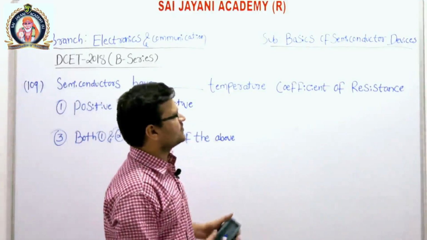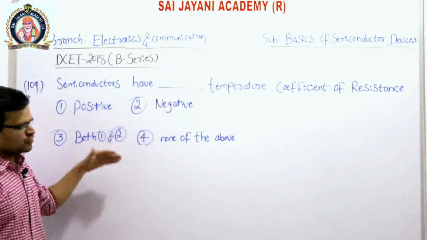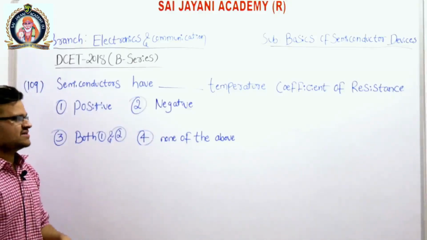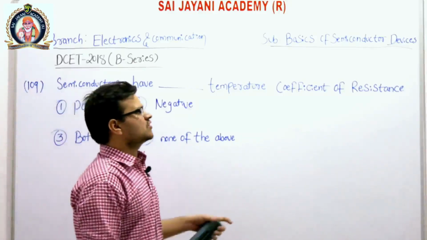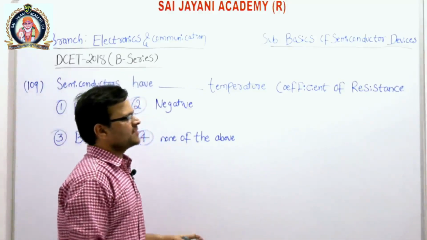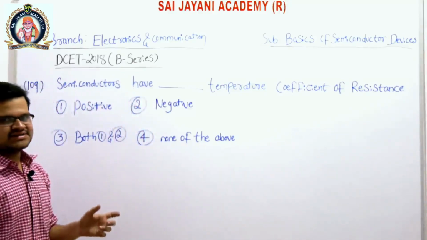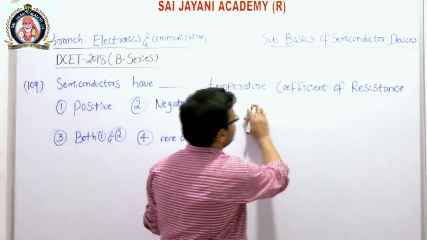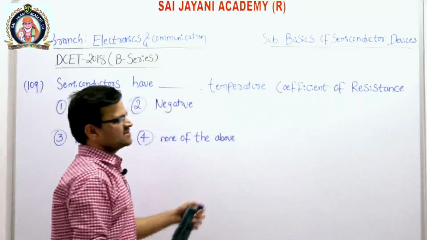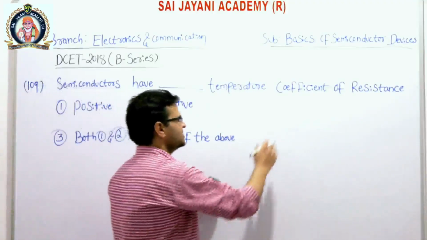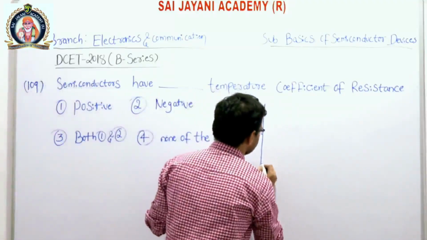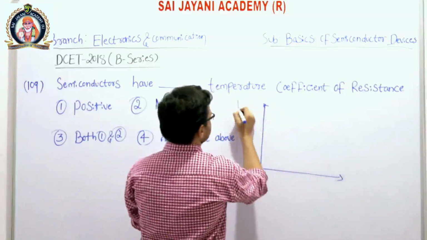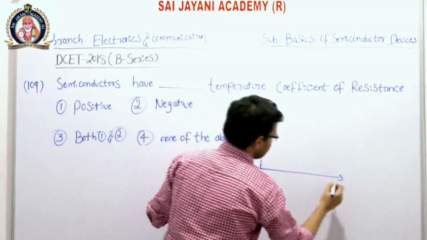Before solving this question, first we have to know the temperature coefficient of resistance. The temperature coefficient of resistance is the change in the electrical resistance per change in the temperature. And in temperature coefficient of resistance, we have two types. First one is positive temperature coefficient of resistance, and the second one is negative temperature coefficient of resistance.